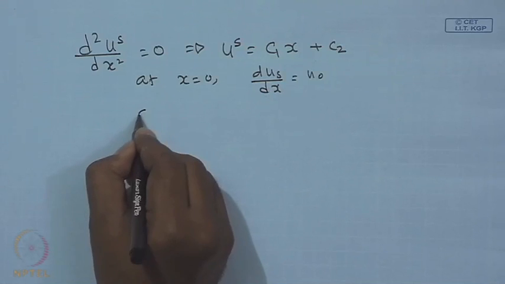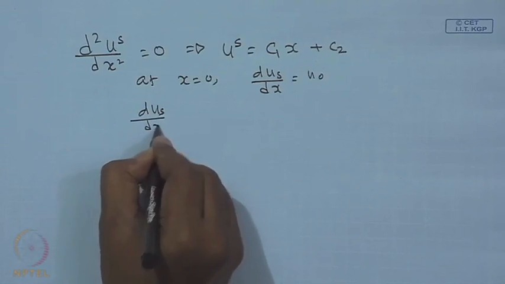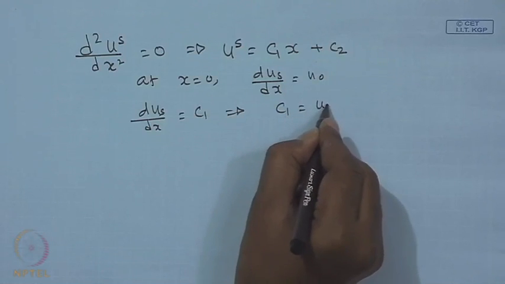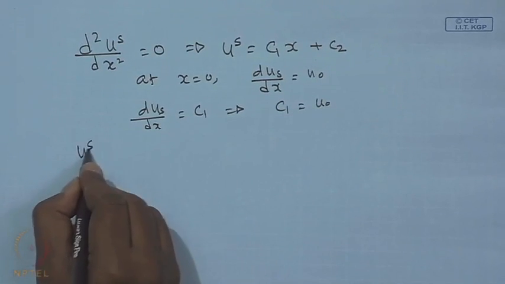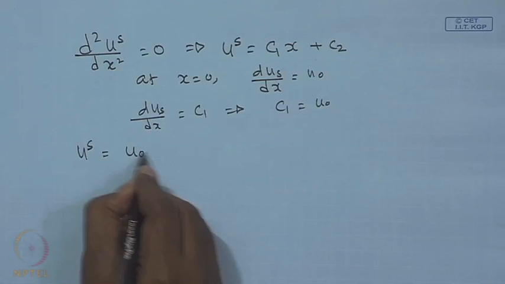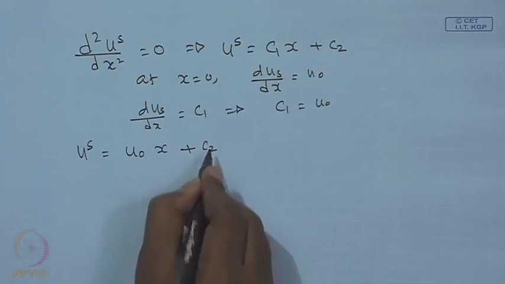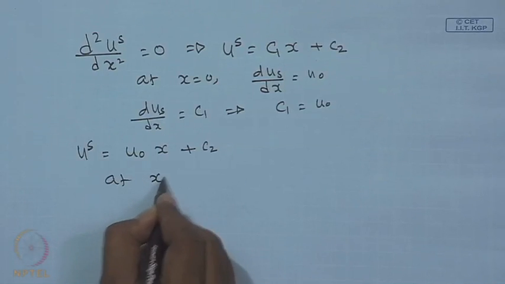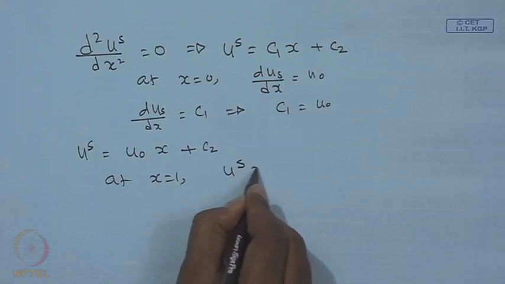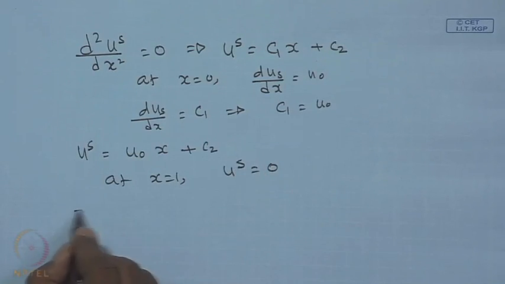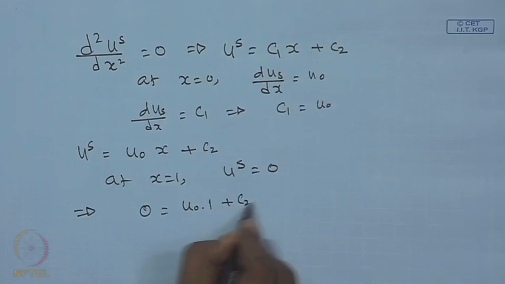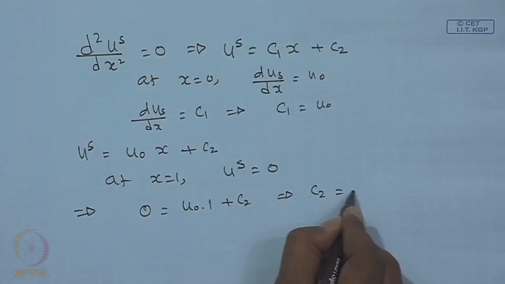So, we have du_s/dx equal to c_1. That means c_1 is equal to u_0. So, u_s is equal to u_0 x plus c_2. We put in the other boundary condition, that at x equal to 1, u_s is equal to 0. Therefore, 0 equals u_0 into 1 plus c_2, so c_2 equals minus u_0.